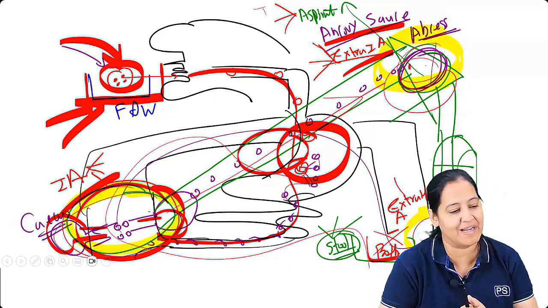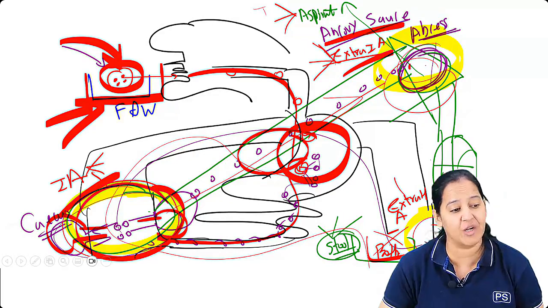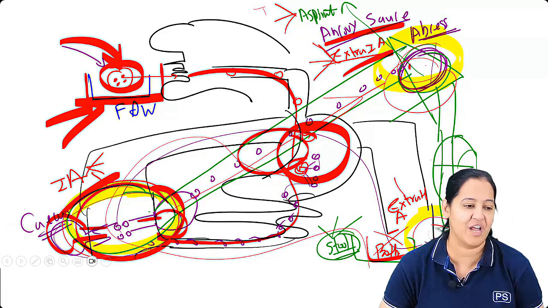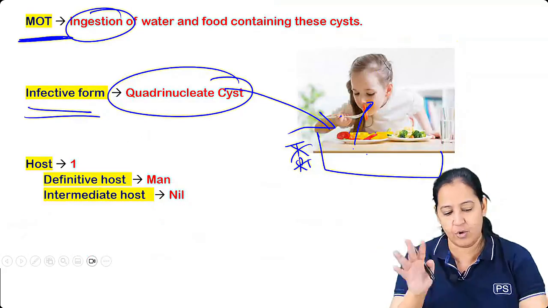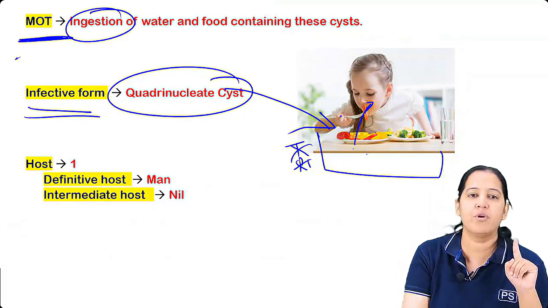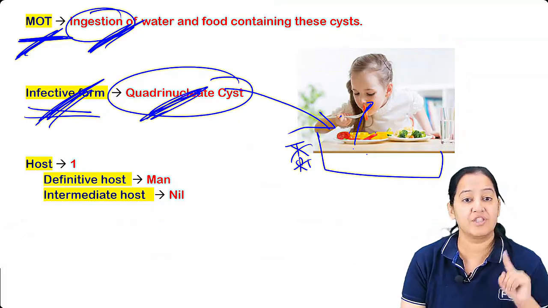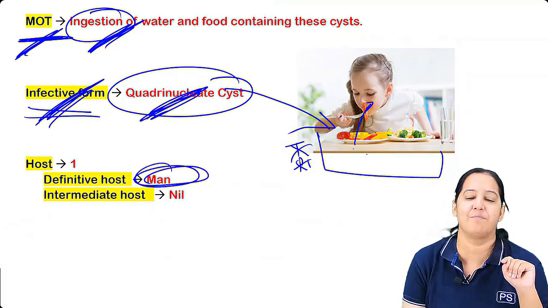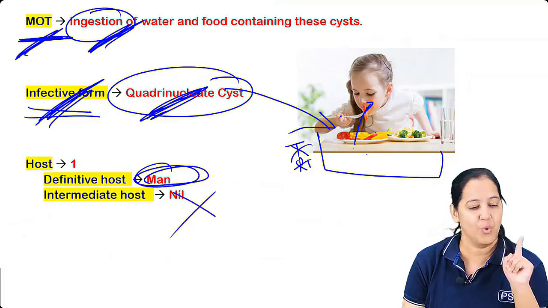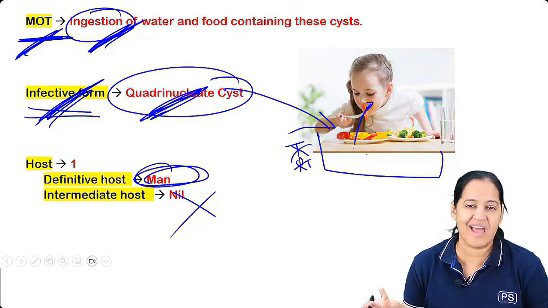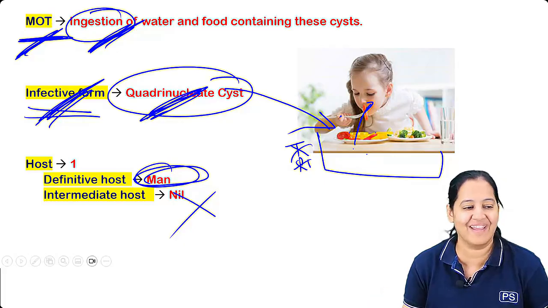Read your chart completely. Is there anything written in your chart that I have not taught you? Read your chart. I'm giving you time. Okay, before that, have a look at my PPT. So what is the mode of transmission? Say, ma'am, ingestion. What is the infective form? Say, quadrinucleate cyst. The whole life cycle is completed in one host, man. There is no intermediate host. Only one host, man. Because in the whole life cycle we got only man. There is no other animal, no other vector. There is nothing. So write down man.